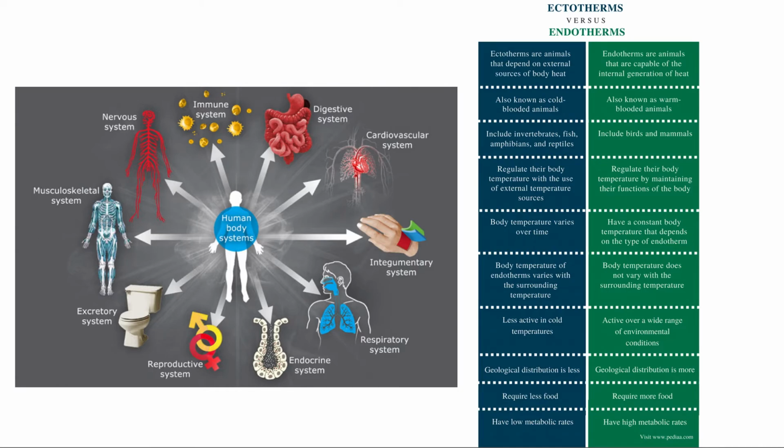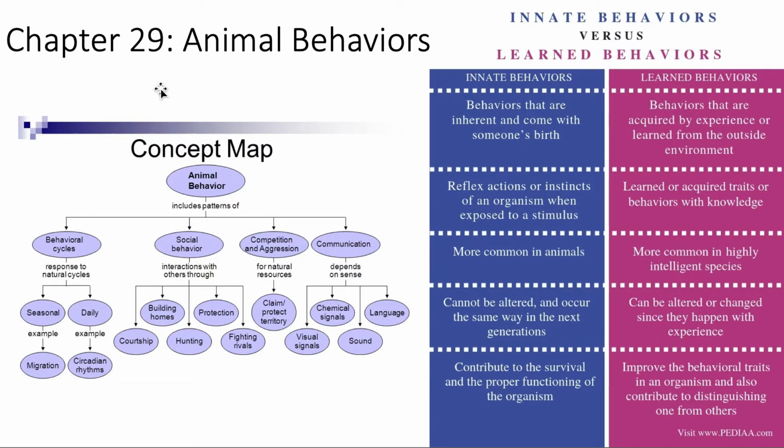So that's chapter 28. Let's go into animal behavior. Here's a good concept map here. We're talking about animal behavior in the environment, and animal behavior is pretty much learned behavior versus innate behaviors. You have examples here. Innate behaviors are going to be common in animals. These are called animal instincts. They're born with it. It's genetic. That's what they're going to have.